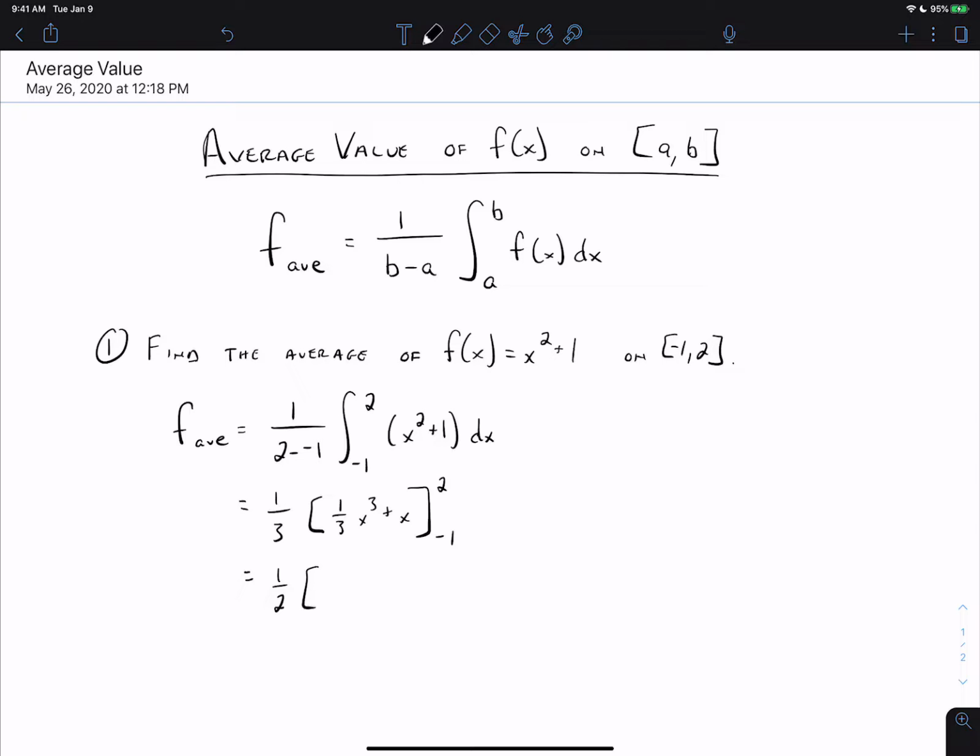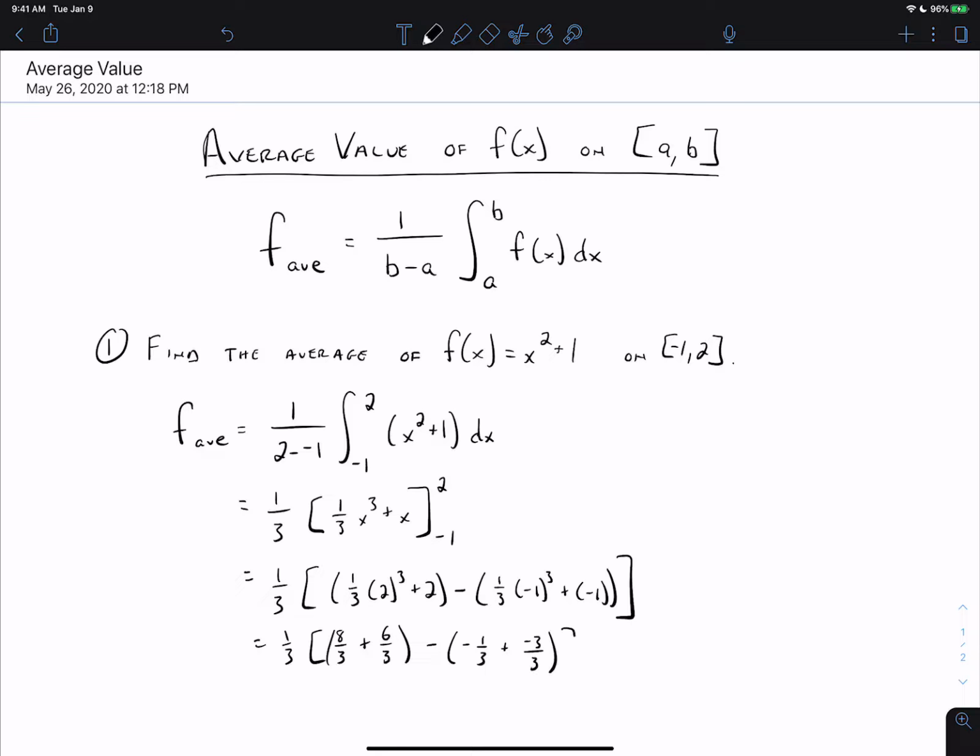So we plug in 2 and -1 and subtract. Oops, that 1/3 should stay 1/3 and not become 1/2. So we get 1/3 times, now 1/3 times 2 to the third plus 2, minus 1/3 times -1 to the third plus -1. And now we simplify that. So we get 1/3 times, this will be 8/3 plus, and we'll go ahead and make that 6/3 to get a common denominator, minus, and now this will be -1/3 plus -3/3 to get a common denominator.